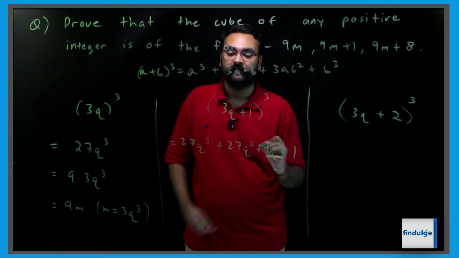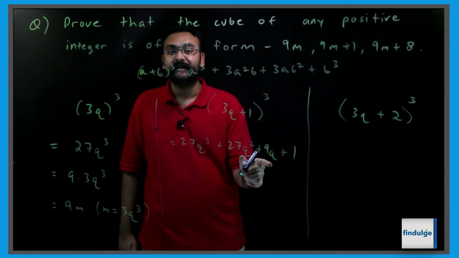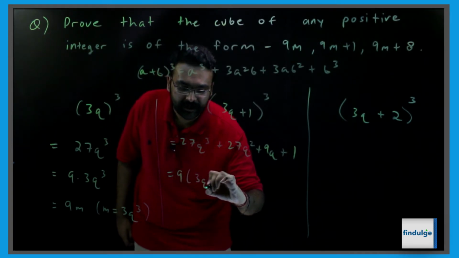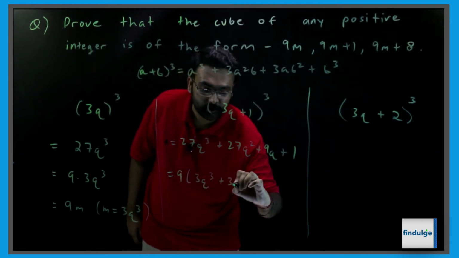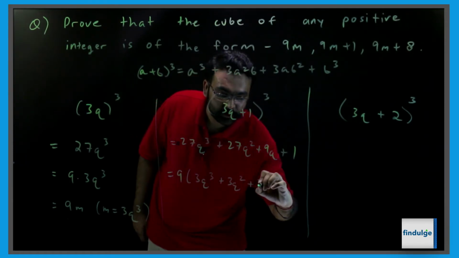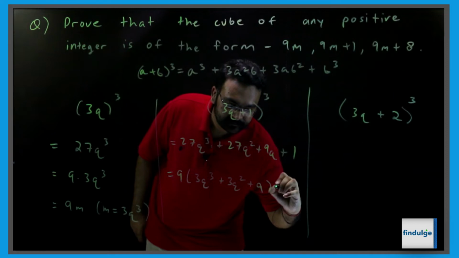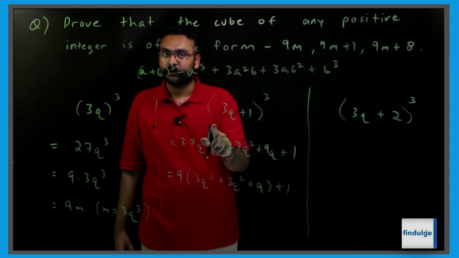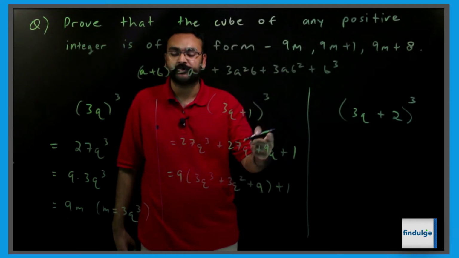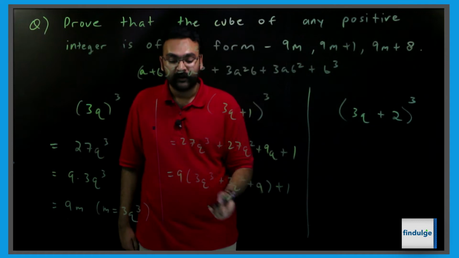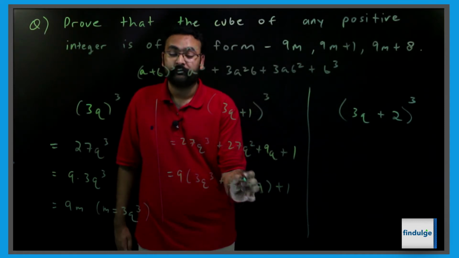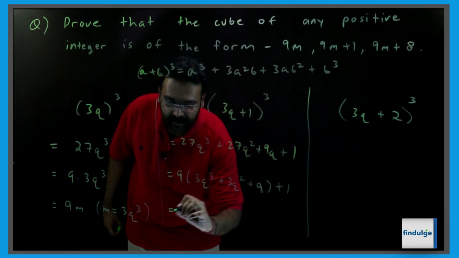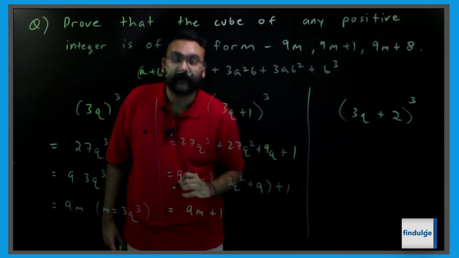plus 1 cubed, which is simply 1. Now from these 3 I can take 9 common. It will become 9 into 3q cubed plus 3q squared plus q, plus 1, because 9 into 3q cubed is 27q cubed, 9 into 3q squared is 27q square, 9 into q is 9q. This is a positive integer, positive integer, positive integer. Their sum will be a positive integer. I can replace it with 9m plus 1.